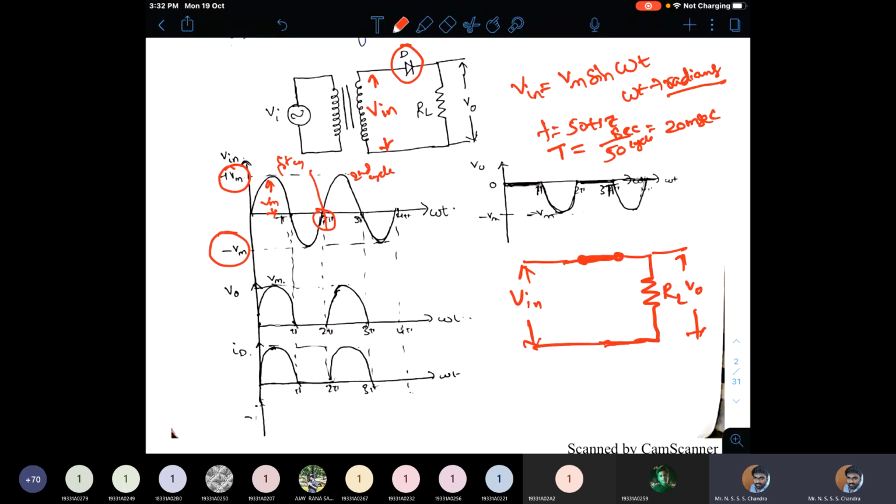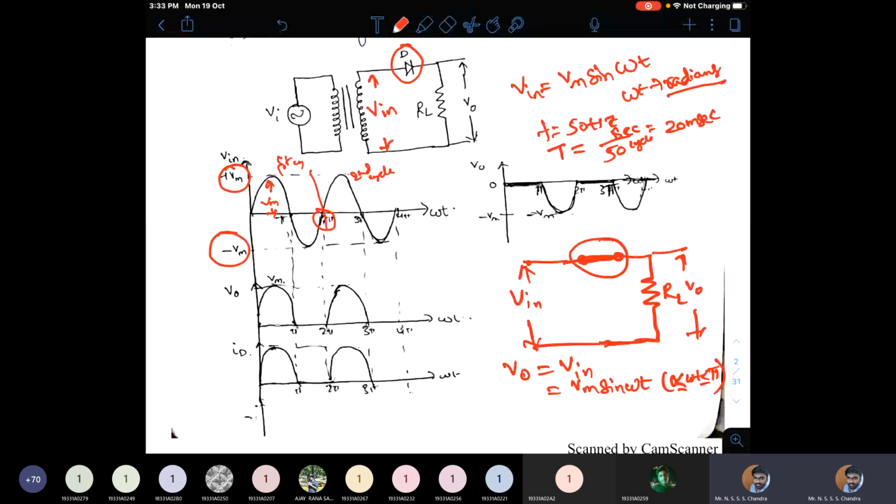For practical purposes, we consider that the diode resistance or the voltage drop across the diode is very small, so we treat it as a short circuit. Then V naught will be equal to VIN. Whatever supply you give at the input terminals will appear across your load resistor. So I write V naught is equal to VIN, which is equal to Vm sine omega t. This equation is valid only for the first half cycle, when the supply is positive, that is, for 0 less than or equal to omega t less than or equal to pi radians.